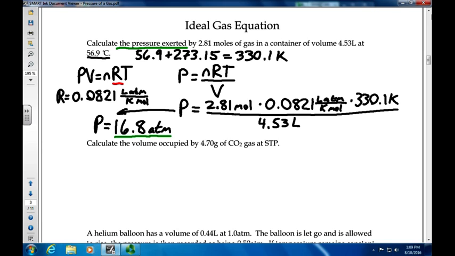And you'll note when you go through this problem that your moles and moles cancel each other out. Your Kelvin and Kelvin cancel each other out. And your liters and liters cancel each other out. And that's why we end up with atmospheres. So you can definitely think about this as a sort of dimensional analysis in its own right.